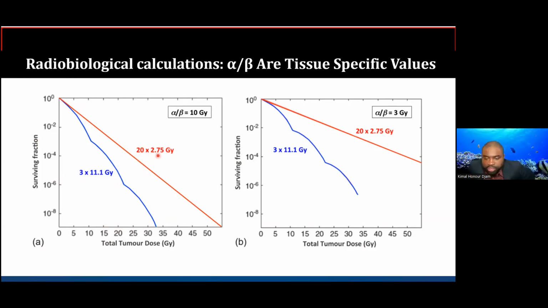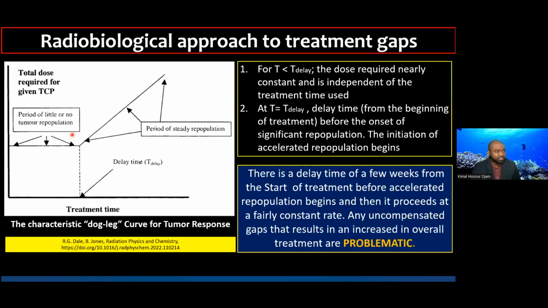And so what does this mean? This essentially implies that to achieve a normal tissue isoeffectivity with an alpha-beta ratio of 3, the dose delivered in the 3 fractions would have to be reduced from 11.1 gray to about 8.9 gray, and if we do this, it in turn decreases the effectiveness of the prescribed dose. So we have to think about these things very carefully.